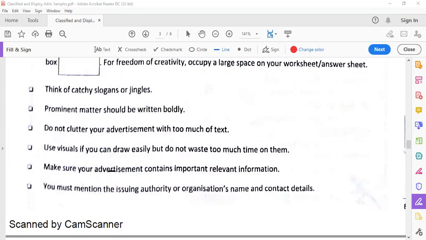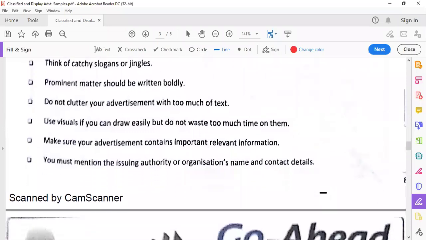Make sure your advertisement contains important and relevant information. All the important information should be covered in that. You must mention the issuing authority or organization's name and contact details. Very important: the issuing authority's name, contact details, and address must be given.